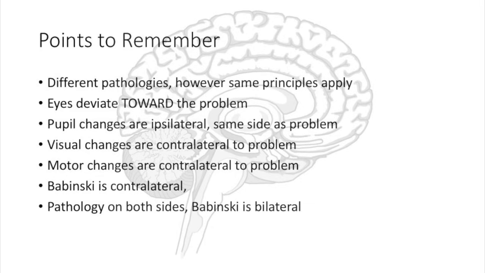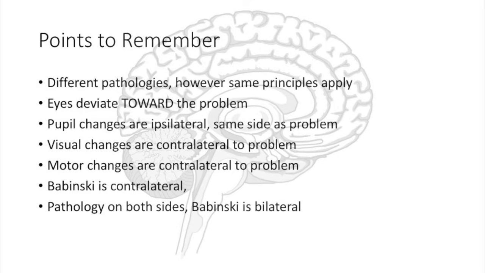It's important to understand the different pathologies of the neuro. However, the same principles generally apply. The eyes typically deviate toward the problem. Pupil changes are ipsilateral, which is the same side as the problem. Remember, you can have problems on both sides. Visual changes are contralateral to the problem. So again, if you have a pupil constriction or pupil dilation on the left side, your visual changes are going to be on the right side, because those are 2 different cranial nerves.